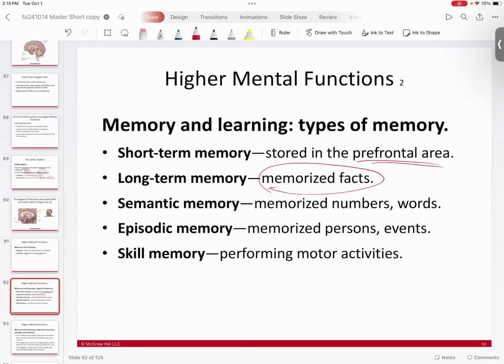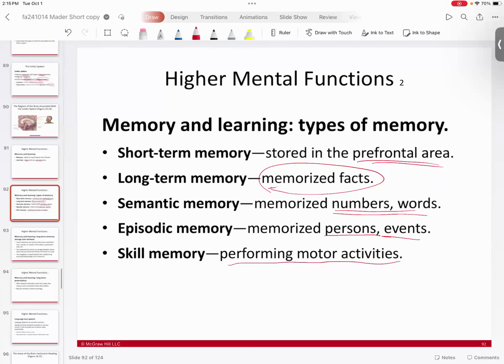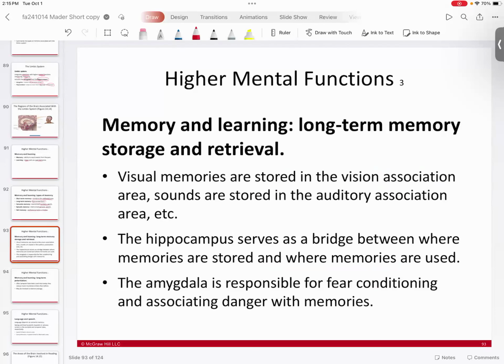Semantic memory is typically when you've memorized numbers or words. Episodic memory is when you've memorized persons or events, moments in time, perhaps, in your life. Skill memory is when you're performing motor activities and you remember how to perform them. So it's a skill development. So long-term versus short-term in your retrieval, right? This is helpful for exams.